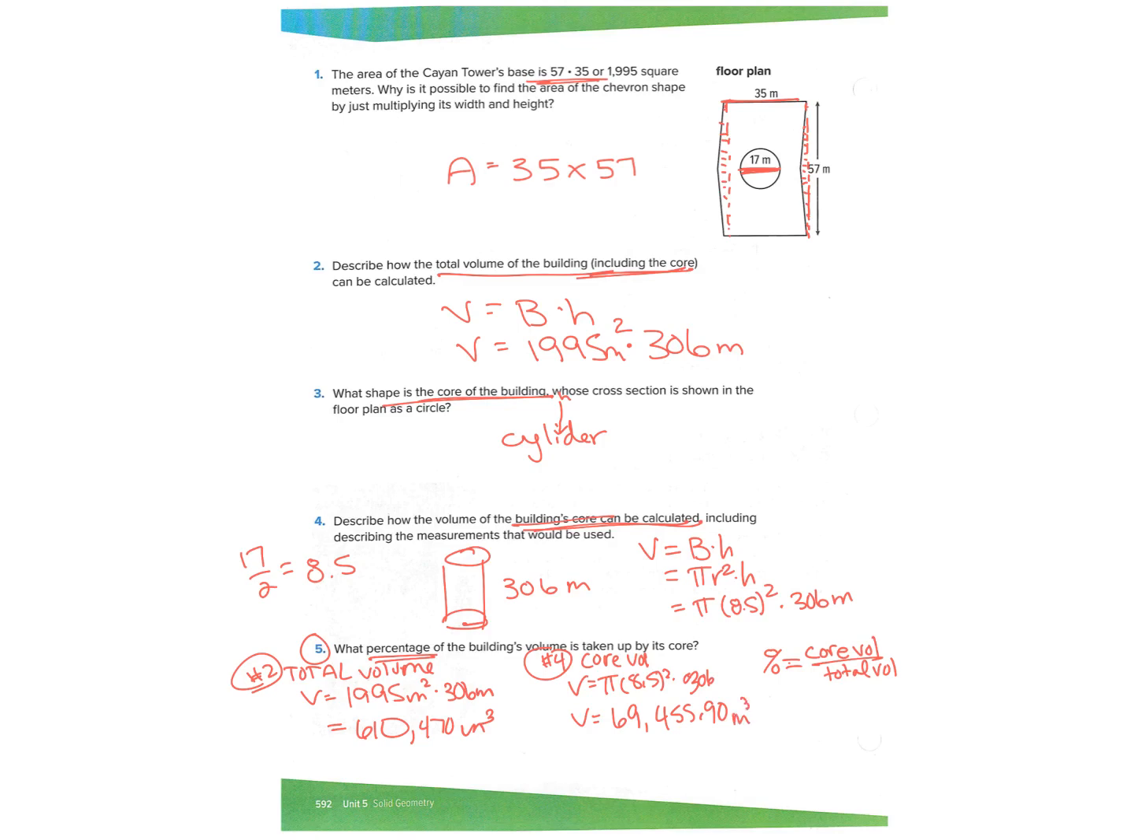So to find the percent of the core, I'm going to take the volume of the core, 69,455.90, divided by the total, 610,470. When I divide those, I get 0.114. Or if I move my decimal place 2 places to the right, that's 11.4%. So of my total building's volume, that circular core going through the center of it is 11.4% of the whole building's volume. Thank you.